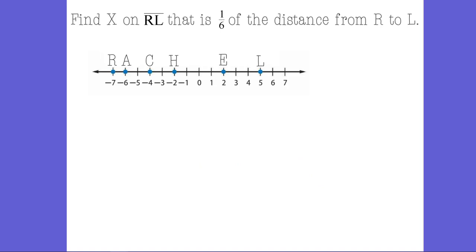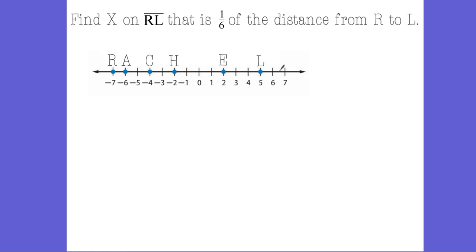What if, instead of me asking you to find the midpoint, I asked you to find X so that it's 1/6 of the distance from R to L? So if it's 1/6 of the distance, I'm not asking you for the midpoint. I'm not asking you for where it's halfway between R and L. I'm asking you where it's 1/6 of the distance.